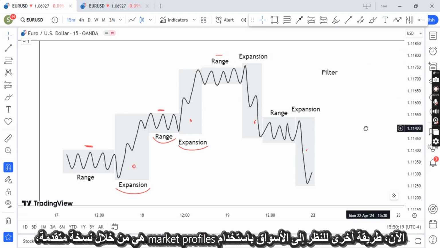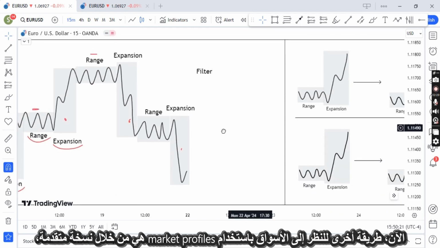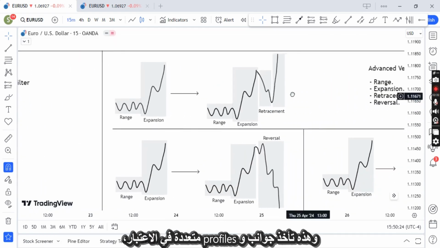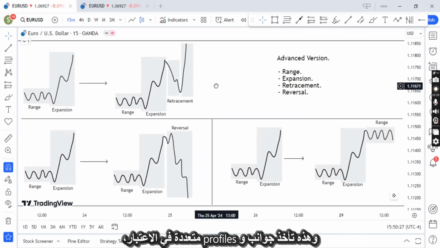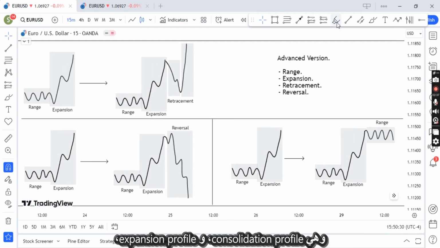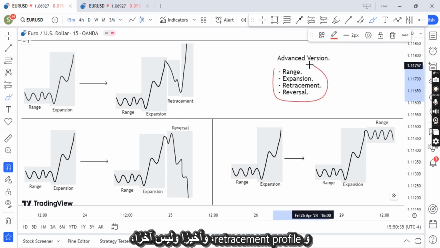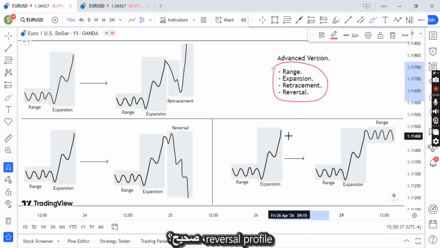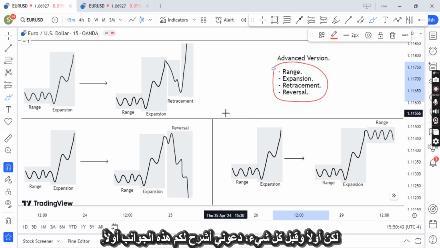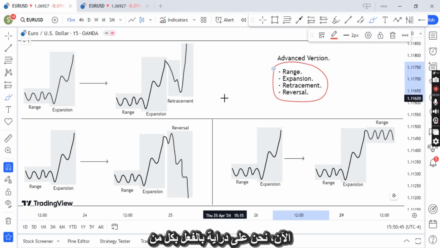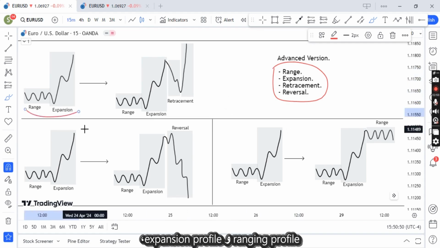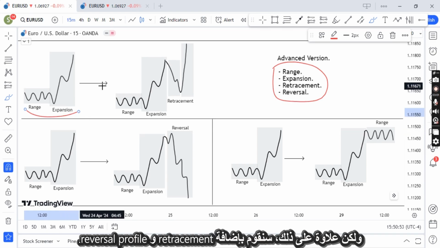Now, another way of looking at the markets with market profiles is through an advanced version, and this one takes multiple aspects and profiles into consideration, right? And those are a consolidation profile, an expansion profile, a retracement profile, and last but not least, a reversal profile, right? Now, there's another one as well which I've added, which I'm going to explain later, but first of all, let me explain these aspects to you first. Now, we are familiar with both the ranging profile and expansion profile already, but on top of that, we're going to add retracement and reversal profile.